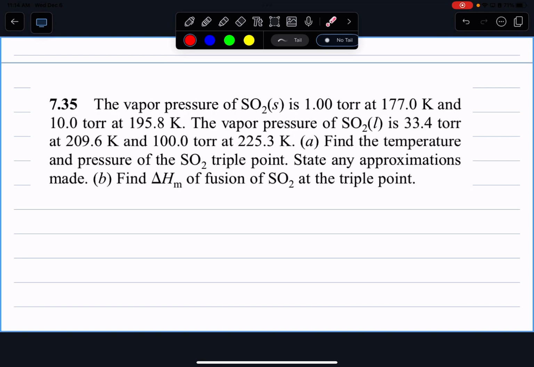The vapor pressure of sulfur dioxide solid is 1.0 torr at 177.0 Kelvin and 10.0 torr at 195.8 Kelvin. The vapor pressure of the sulfur dioxide liquid is given, and then it asks you to find the temperature and pressure of the sulfur dioxide triple point. And with that information, you can also find the delta H of fusion of SO2 at the triple point. Let's focus on the first problem here, because once you know the temperature and pressure of the triple point, calculating the delta HM will be more straightforward. I'll give you 5 minutes to set up the problem, and then we'll do it together on the board.